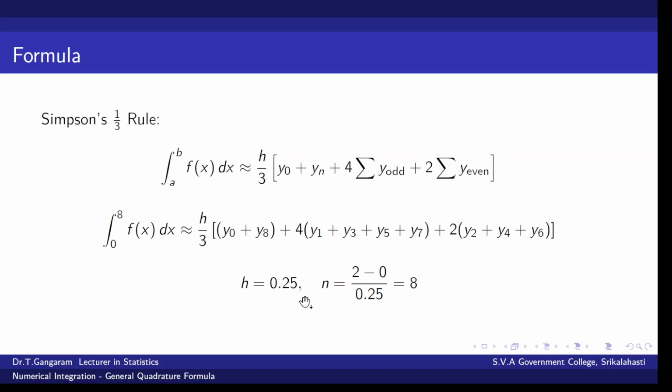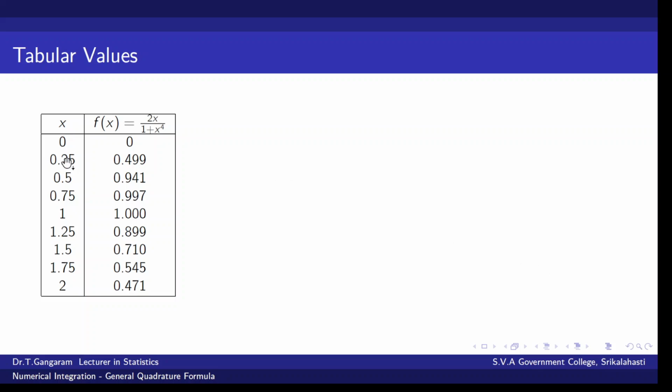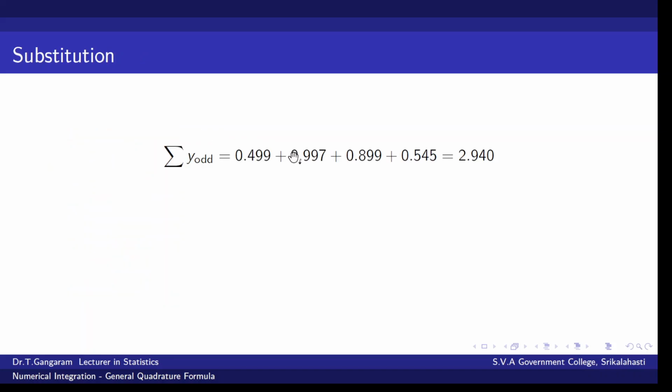H is equal to 0.25, n is equal to 2 minus 0 by 0.25, that is 8. This is the formula for n is equal to 8. Here 0, 0.25, we need to add 0.25 to 0. We will get the x terms first. Then by using the x terms, we need to find f of x terms from the function 2x by 1 plus x power 4.